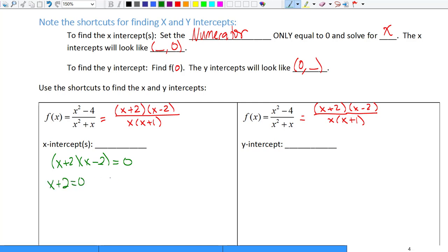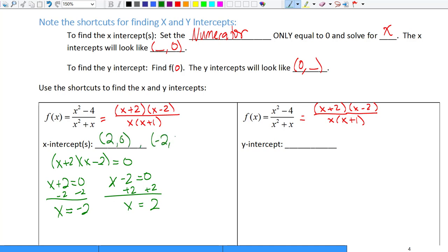So I have x plus 2 equal to 0, x minus 2 equal to 0, and I solve each one of those. A lot of you can probably do some of these steps in your head, and that's fine by me. I'm getting x is equal to negative 2, and x is equal to positive 2. So the x-intercepts are (2, 0) and (-2, 0). Notice, because it's x-intercepts, you could have more than one, or you could have just one. You never really know. But notice on y-intercept, there's only ever one y-intercept. There's no plural there at all, because you're only going to ever have one if it's a function.